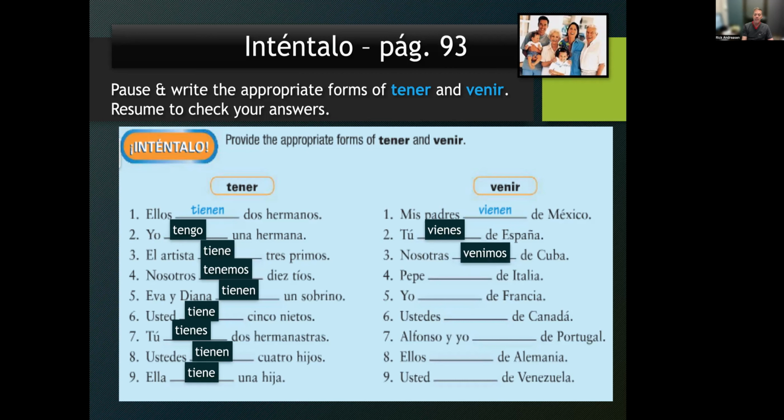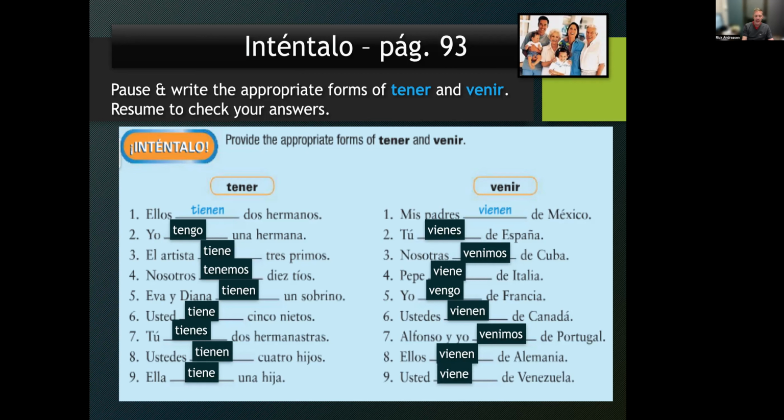Número 4, Pepe viene de Italia. Número 5, yo vengo de Francia. Número 6, repitan, ustedes vienen de Canadá. Número 7, Alfonso y yo venimos de Portugal. Número 8, ustedes vienen de Alemania. Y número 9, usted viene de Venezuela.